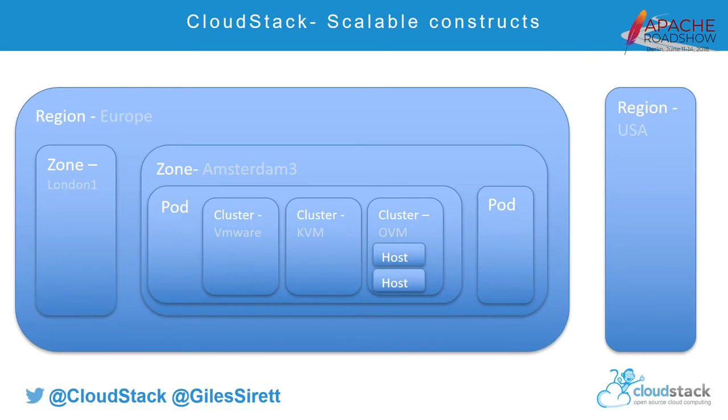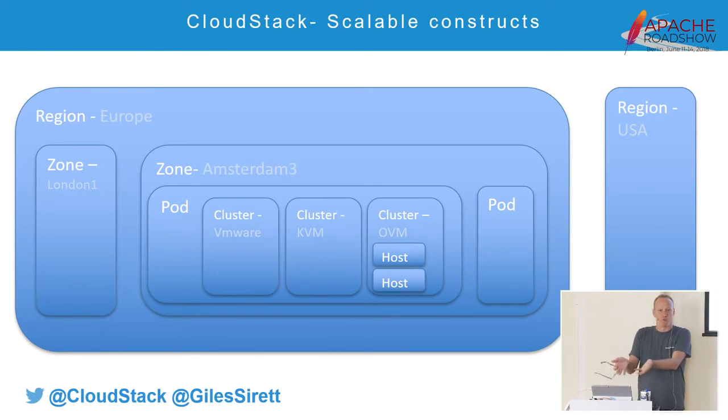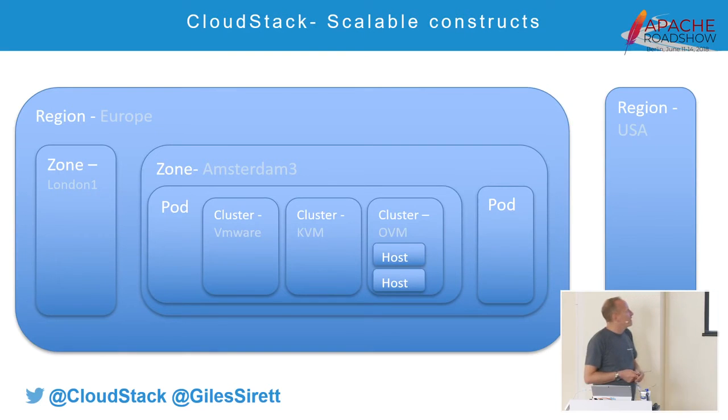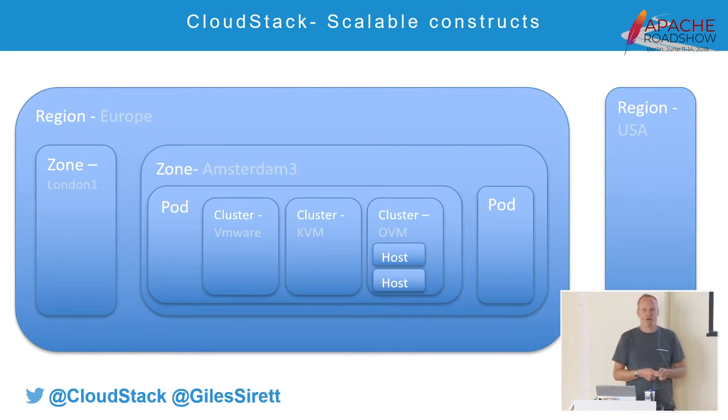Zones then map normally to a data center, but I could have multiple zones on one laptop if I wanted to. Within a zone, you have a pod, and a pod construct is normally a rack. So it's some top-of-rack switching, some compute hosts, and some storage. In a pod, we have a cluster, and that's the point at which we define what hypervisor it's going to be. And then, obviously, in clusters, we have hosts.